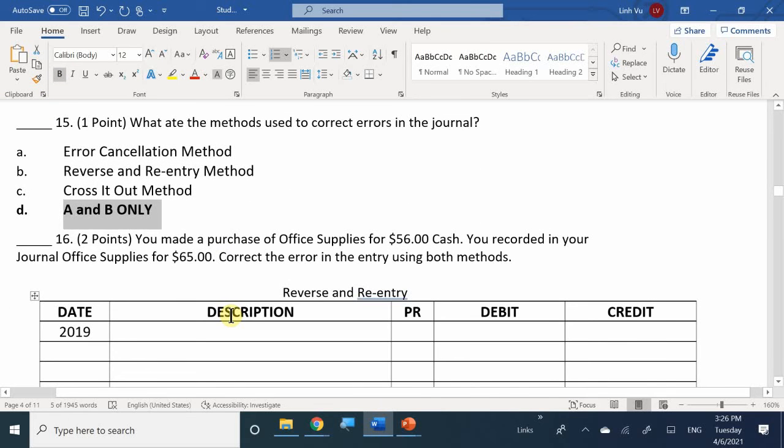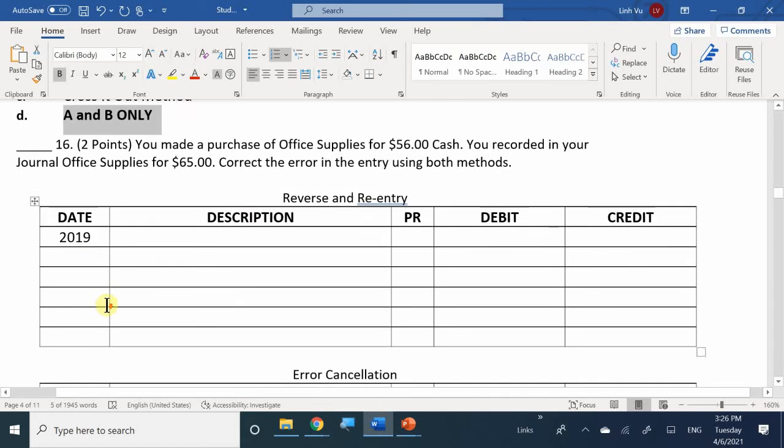Okay, so here we go. Number 16 says that you made a purchase of office supplies for $56 in cash, and then you recorded it in your journal as office supplies for $65. Correct this error in the entry using both methods. So the first one is going to be reverse and re-entry. So how am I going to fix this error?